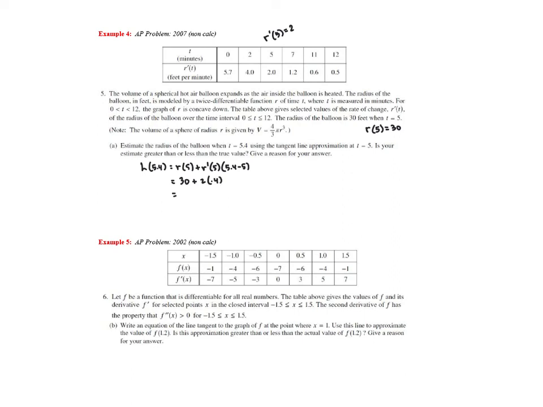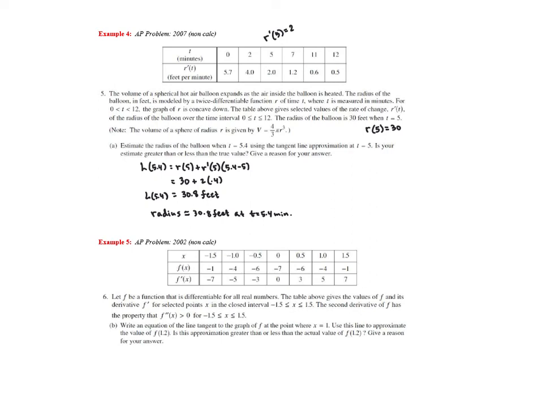So it looks like 30.8, let's use units here. Estimate the radius of the balloon when t equals 5.4, so the radius is in feet. Okay, so L of 5.4 gives us 30.8 feet, so the radius is approximately 30.8 feet at time t equals 5.4 minutes.